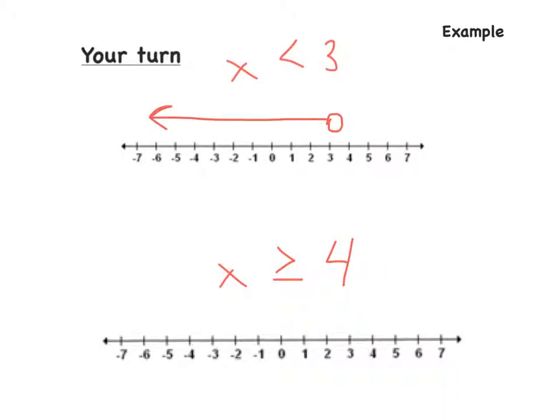Now the second one, x is greater than or equal to the number 4. So we find the 4 on the number line, draw our circle. And remember, it must be closed this time because it has the or equal to. Since it's pointing off to the right, we'll draw our line off to the right.